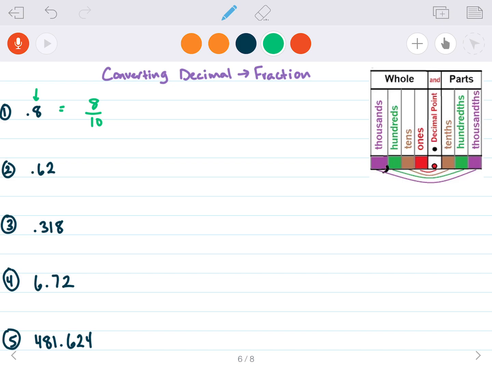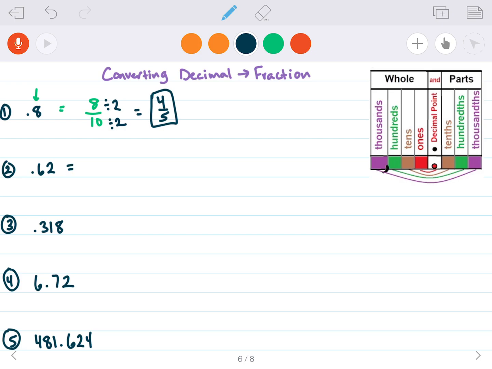Okay, then you simplify. So if I simplify this all the way, if I reduce it fully, I can divide top and bottom by 2, and that's going to give me a simplified answer of 4 over 5. So 0.8 is equivalent to 4 over 5.